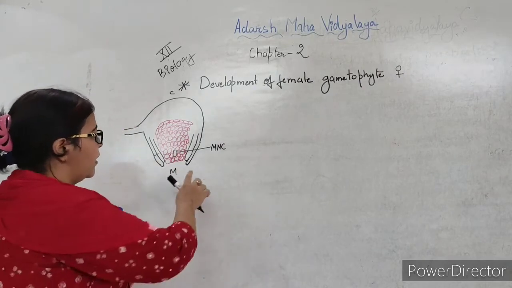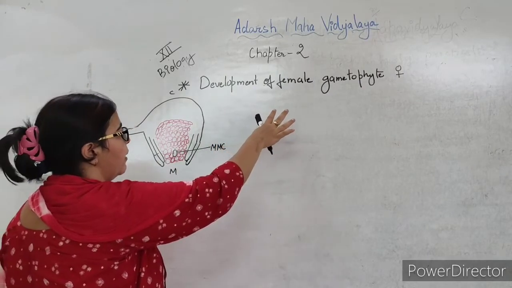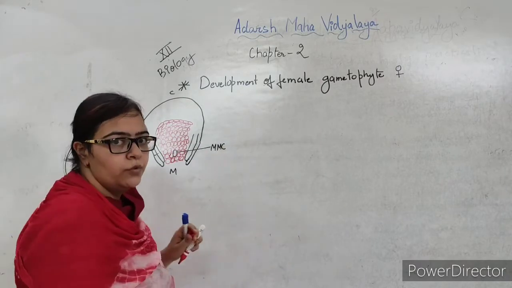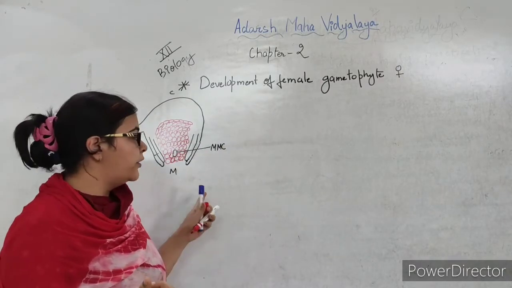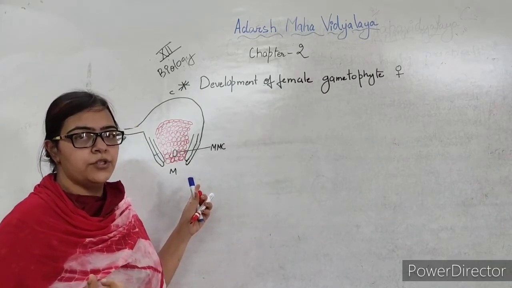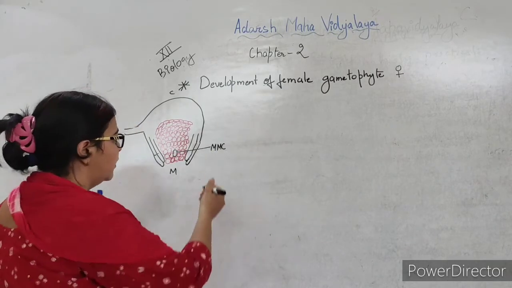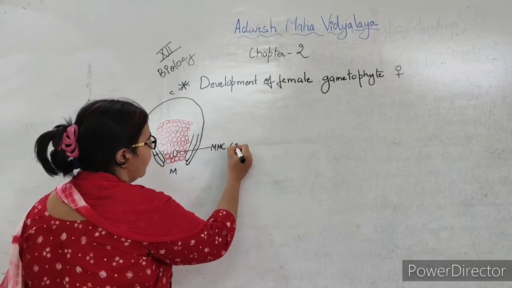Now how will we get the female gametophyte from this MMC? We already know that megaspores will be formed, and these megaspores will result due to the meiotic division of this MMC. The ploidy of this MMC is 2N.